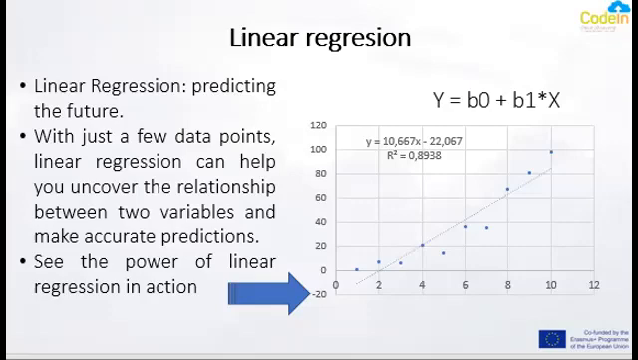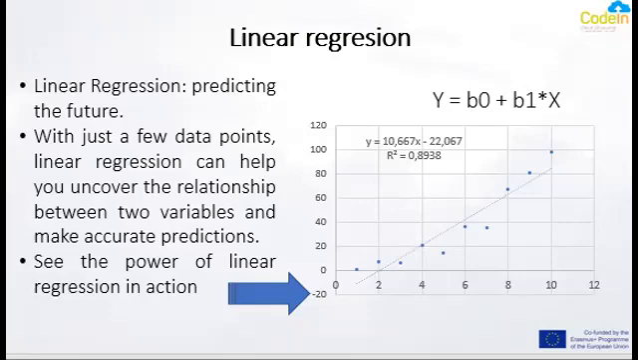A high R squared value close to 1 means that the model explains a large proportion of the variation in the dependent variable, while a low R squared value close to 0 means that the model does not explain much of the variation in the dependent variable. For example, if the R squared value is 0.89, this means that 89% of the variation in the dependent variable can be explained by the independent variable in the linear regression model.